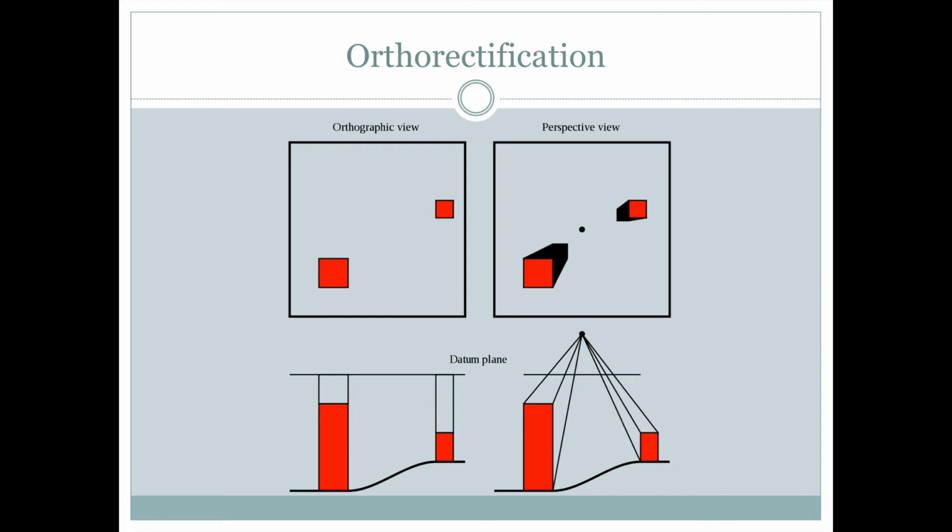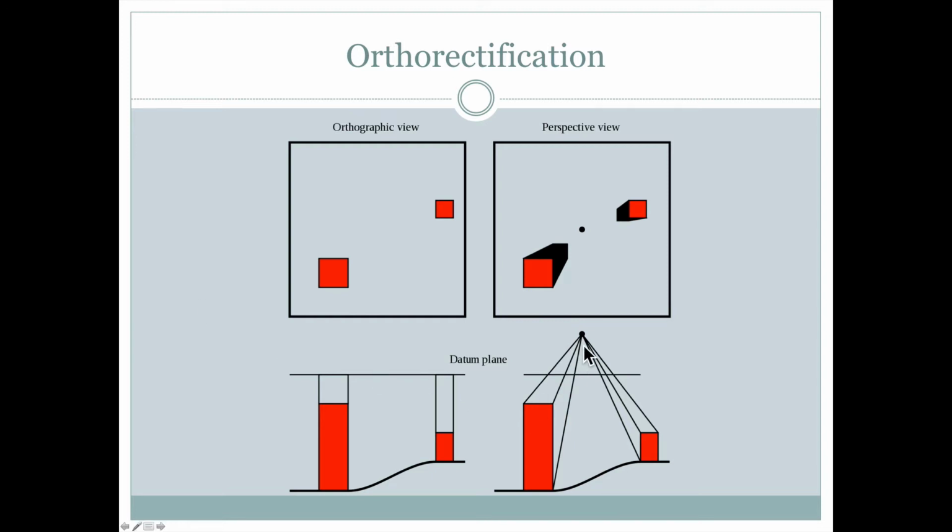So relief displacement on aerial photographs displaces things on the photograph itself and makes it not like a map. Things aren't in their proper position, and we'd like to correct that. The way that we do that is through a process called orthorectification. So ortho photos have undergone this process. They've been orthorectified, which is why they make such good base maps.